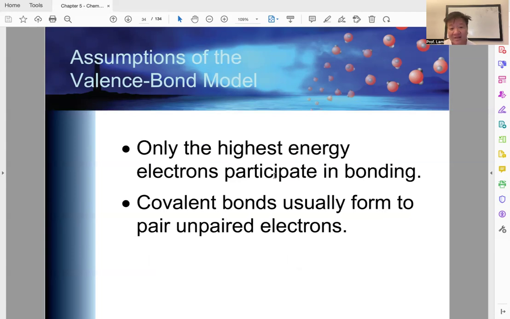The valence bond model tells us that only the highest energy electrons are the ones that participate in bonding. The core electrons, all the electrons that are closest to the nucleus, they just sit there. They do not participate in bonding. What else the valence bond model tells us is that it's the unpaired electrons that are going to be participating in bonding, not the ones that are paired up. Those are really the two biggest assumptions of the valence bond model theory.